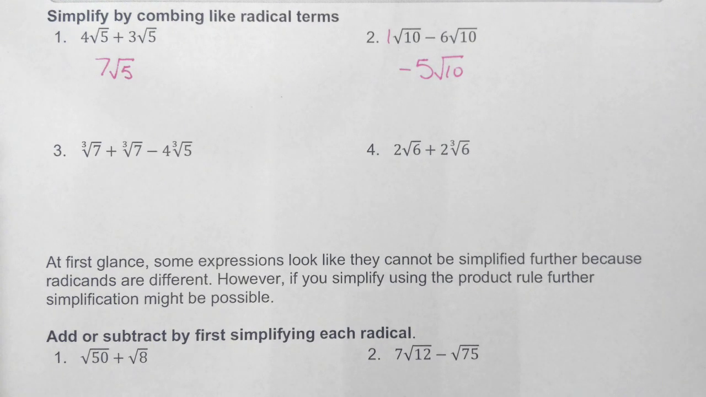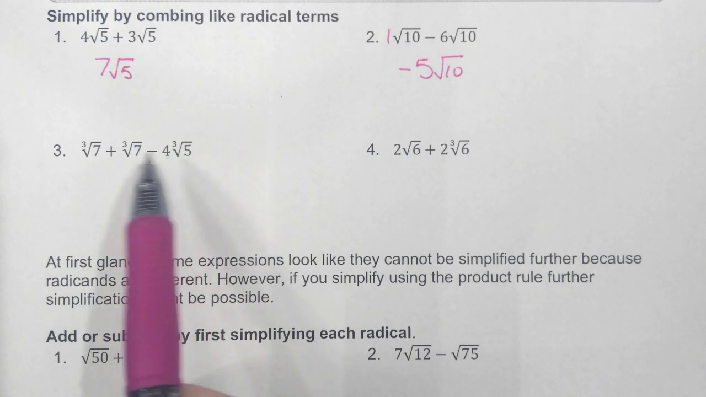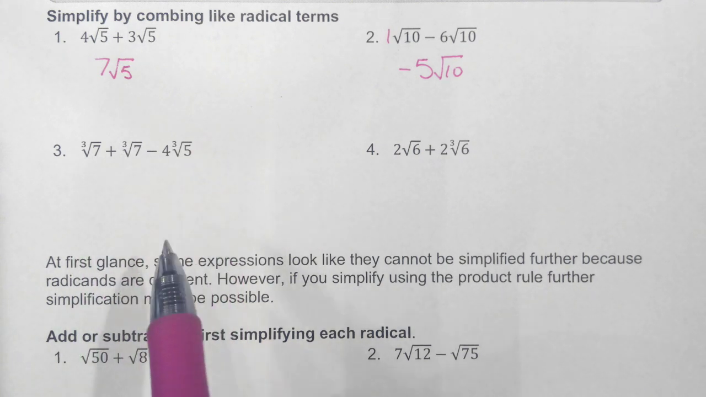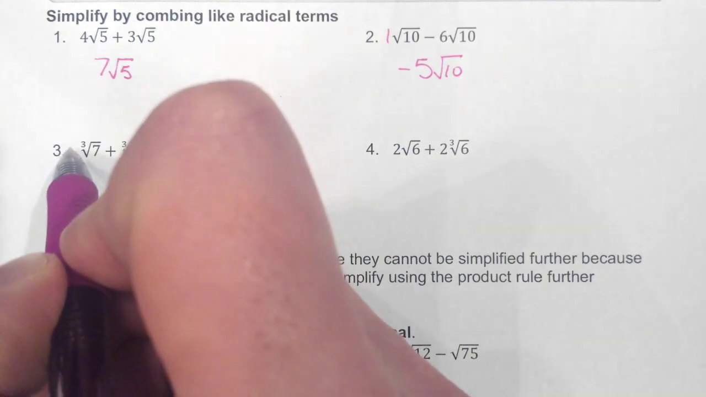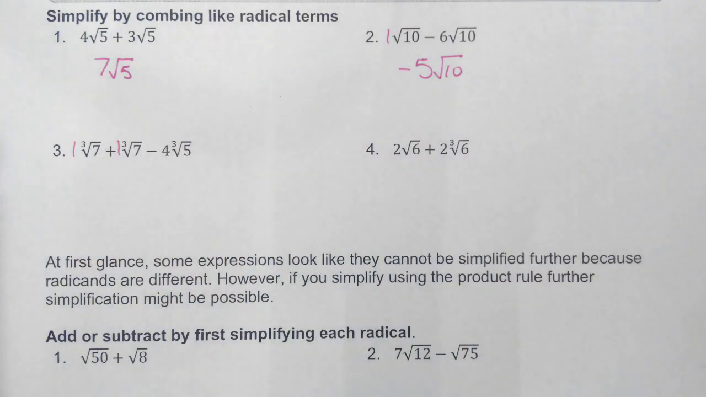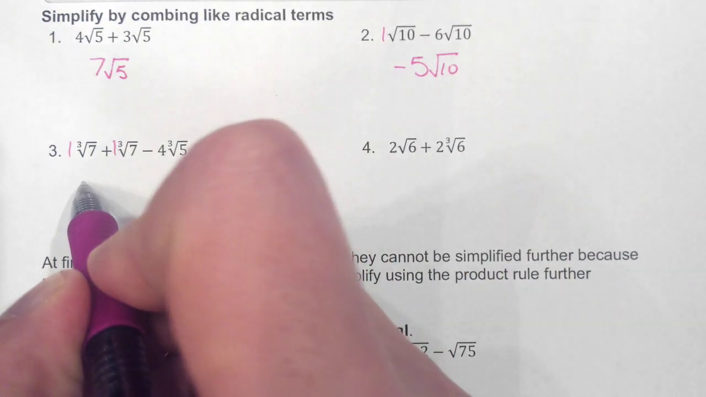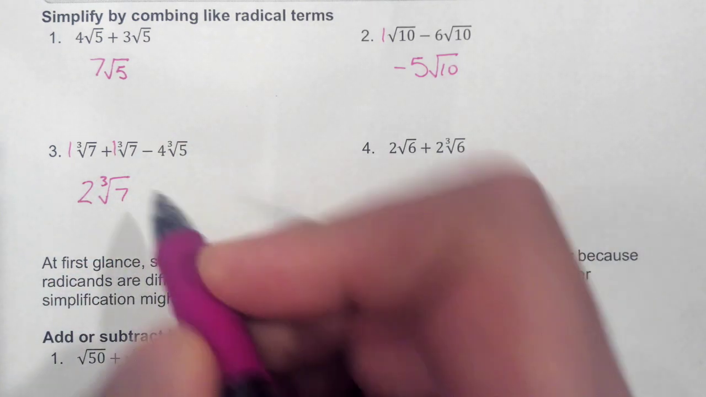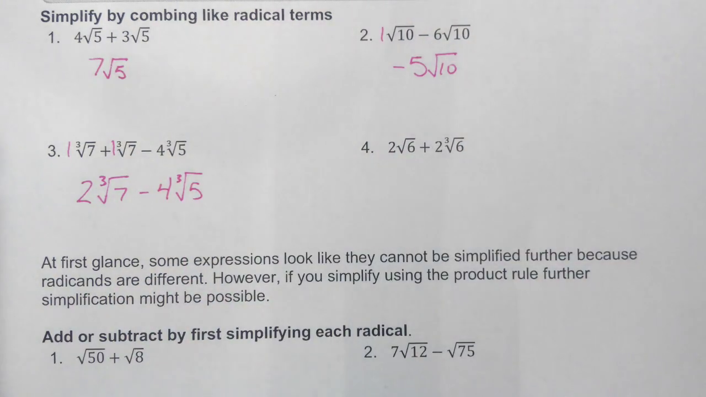On number 3, we look and notice this cube root of 5 is not a like radical with the 2 cube roots of 7s. So this one's going to stay separate. These two are going to be able to be combined. You might put the understood 1 in front of those. So 1 cube root of 7 plus another cube root of 7 would be 2 cube roots of 7. And then that 4 cube roots of 5 just tags along for the ride. It's not a like radical.